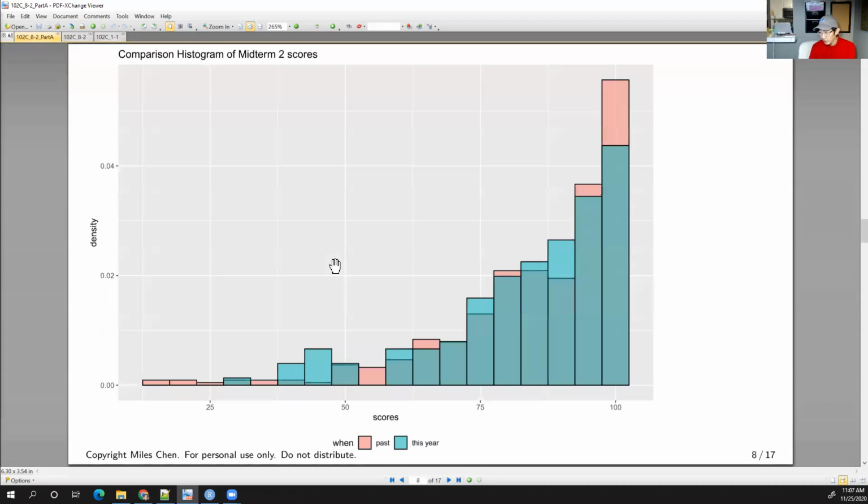Okay. Here's the analysis for midterm 2. In previous years, this is the distribution of midterm 2 scores.